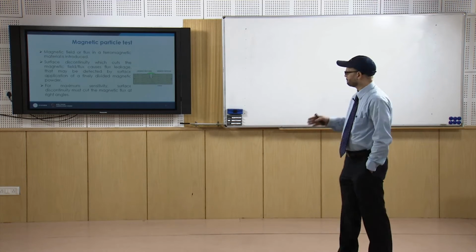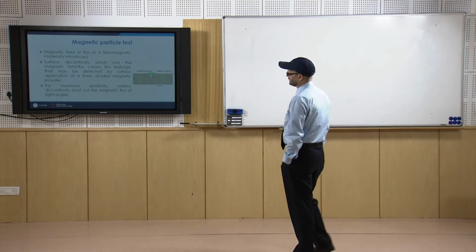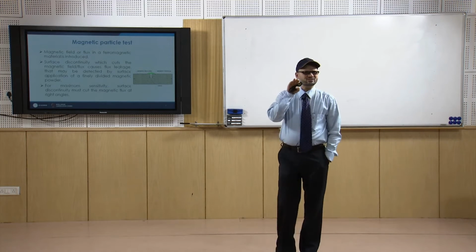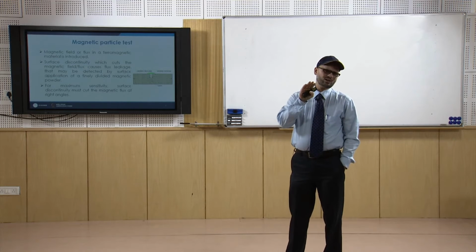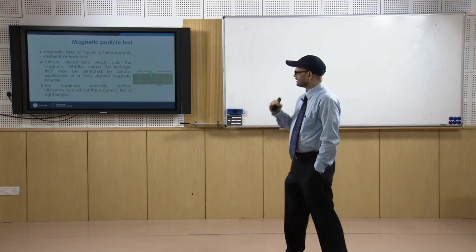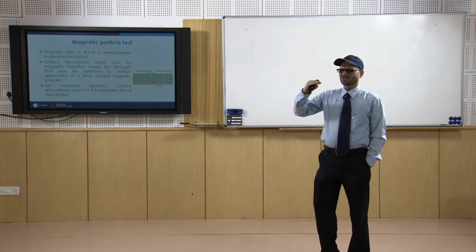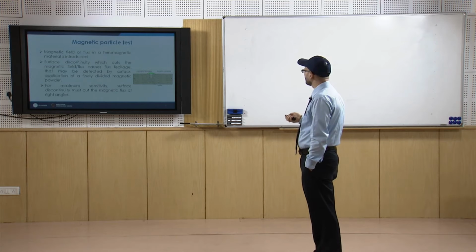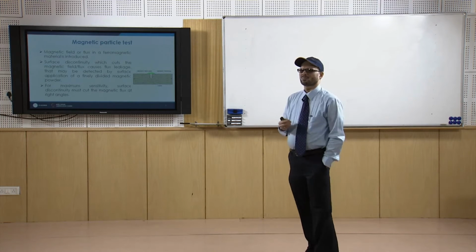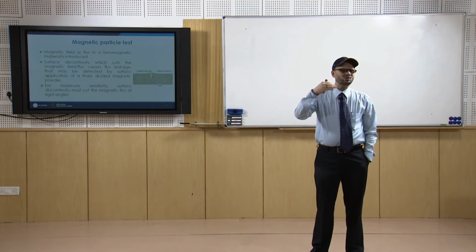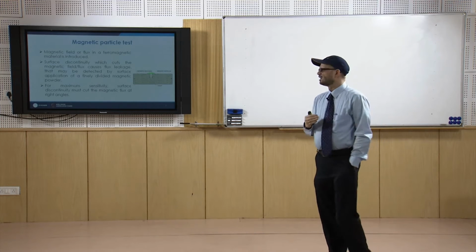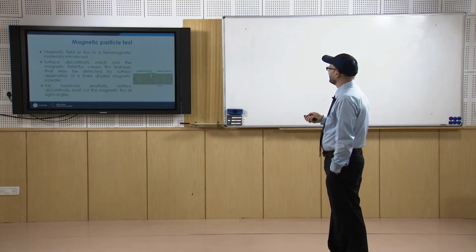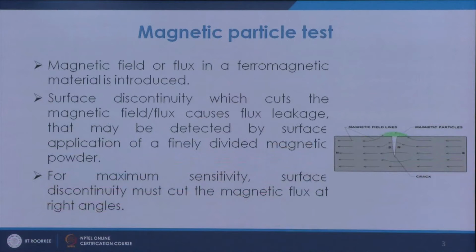So, if the magnetic flux lines are in the line of this cut or crack, then you cannot easily distinguish it, but if they are at right angles, then you can very much see it, and that is more visibly clear when these discontinuities are cutting this magnetic flux at right angles. So, that is how you can basically visualize these cracks and use this magnetic particle test.